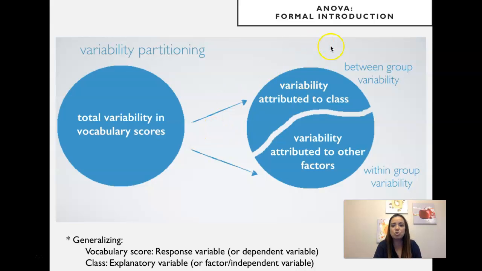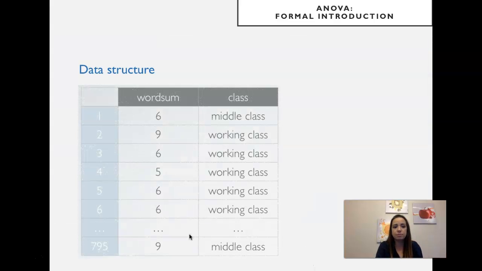All right? So generalizing here, when I say variability attributed to class, you can think variability attributed to whatever explanatory variable or group that you have in your data set. And vocabulary score here, you can generalize to whatever response variable that you're dealing with on your data set. All right, so that's the logic of ANOVA.